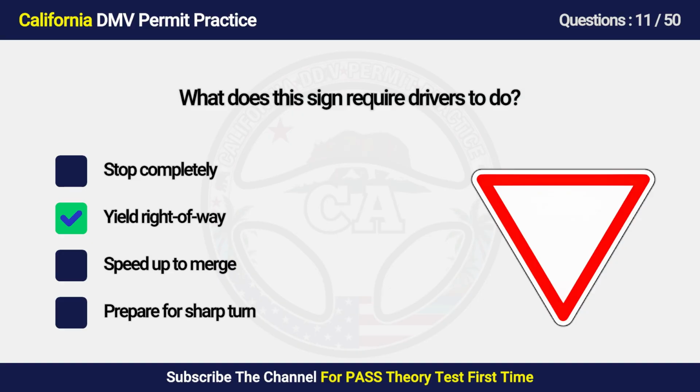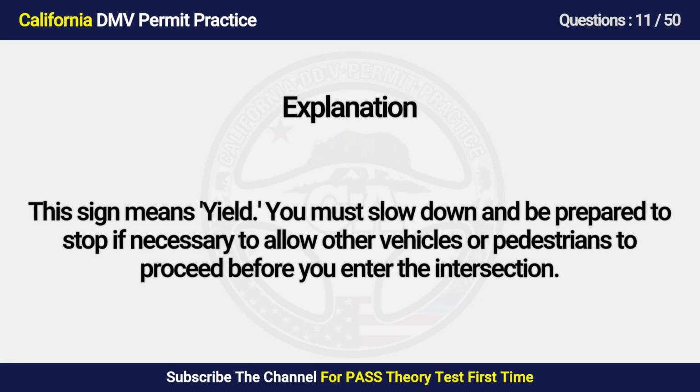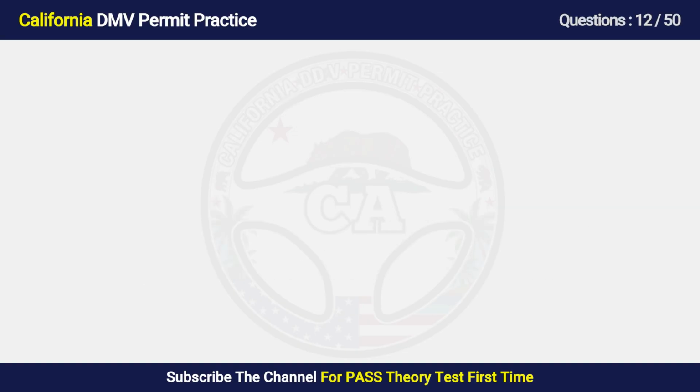Answer is B. Yield. This sign means yield. You must slow down and be prepared to stop if necessary to allow other vehicles or pedestrians to proceed before you enter the intersection.